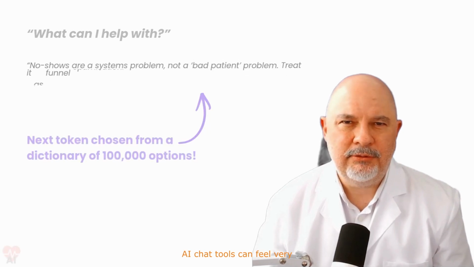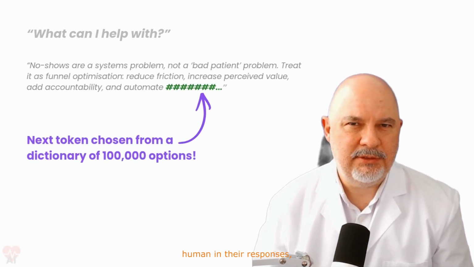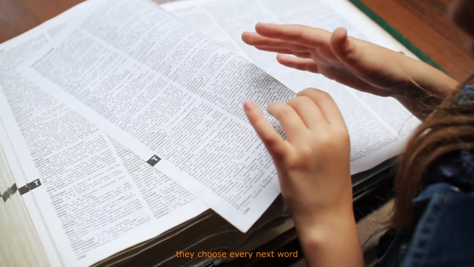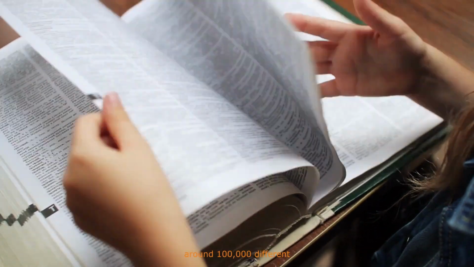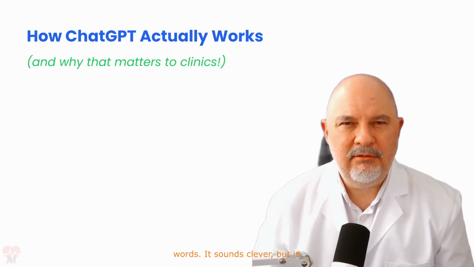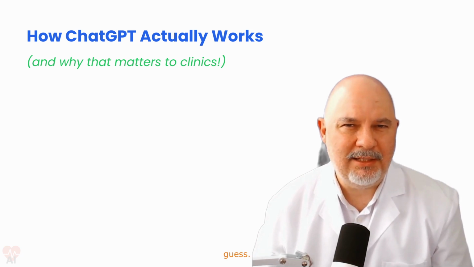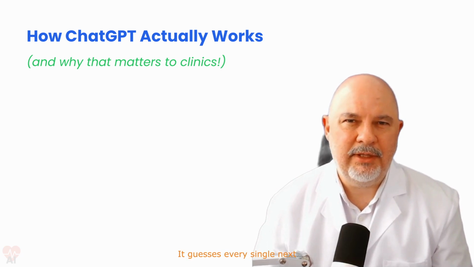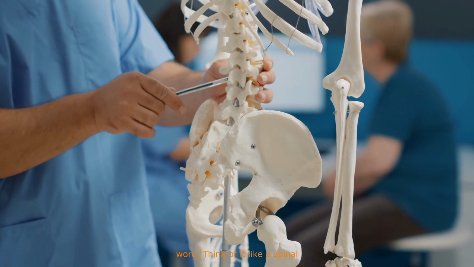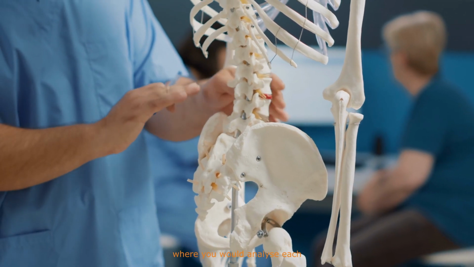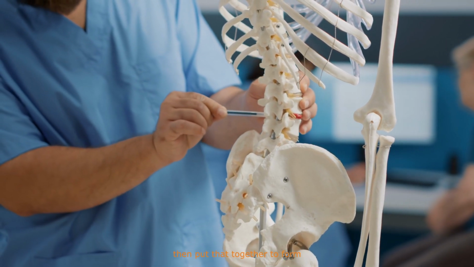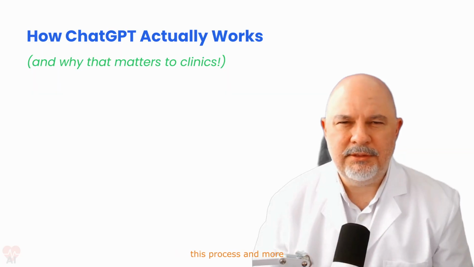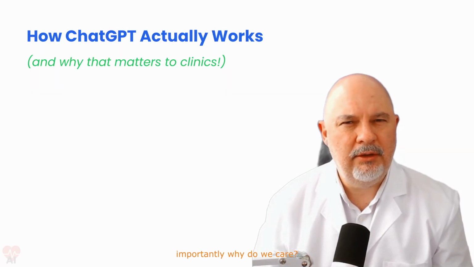Although AI chat tools can feel very human in their responses, they choose every next word based on a dictionary of around 100,000 different words. It sounds clever, but in reality it's just a probabilistic guess. It guesses every single next word. Think of it like a spinal assessment, where you would analyse each vertebrae individually and then put that together to form an overall picture. So what is this process, and more importantly, why do we care?